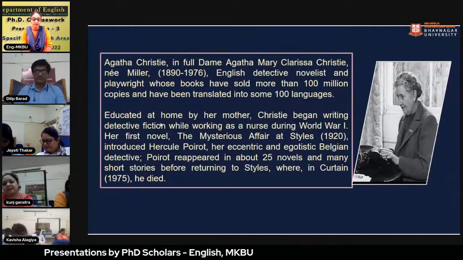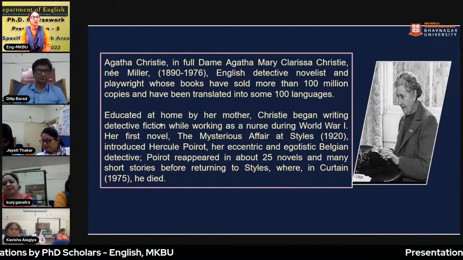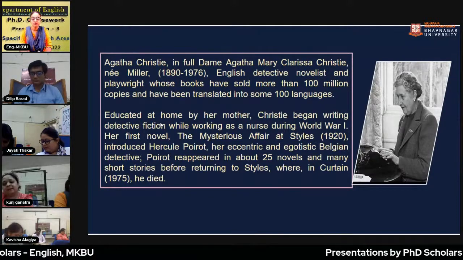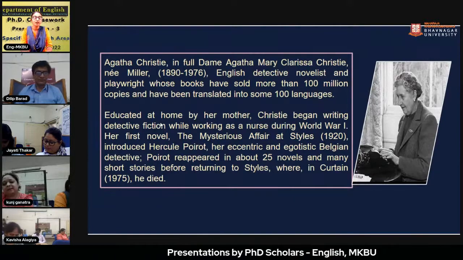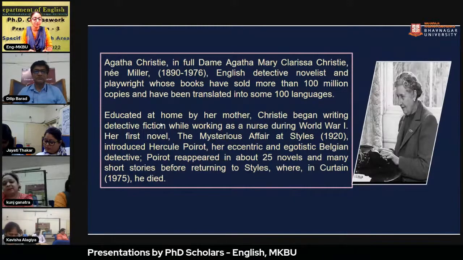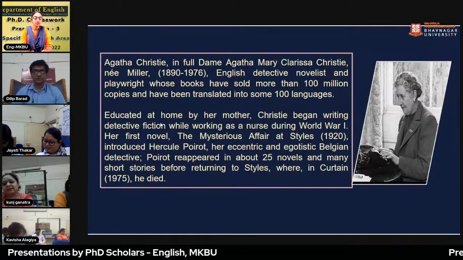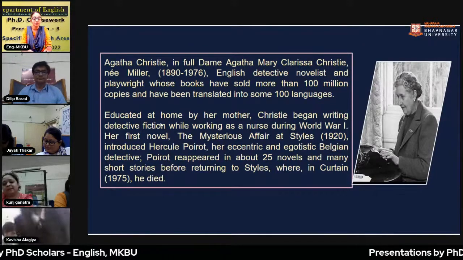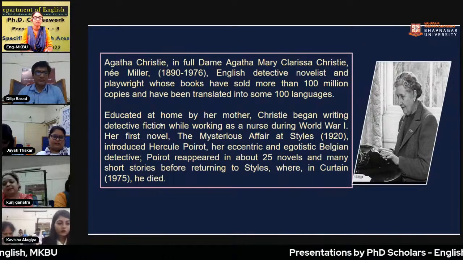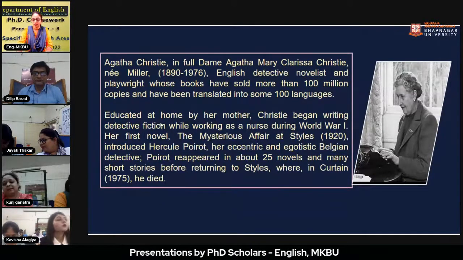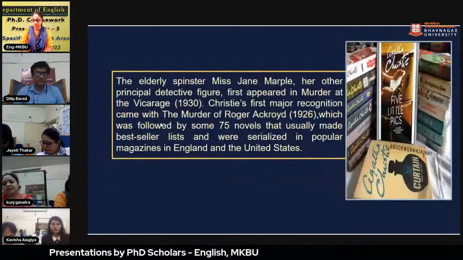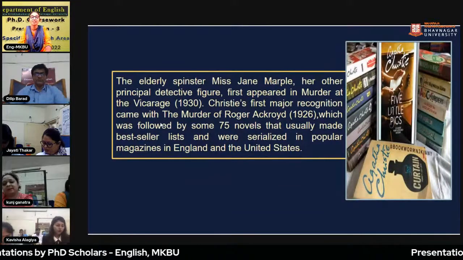World War I. Her first novel, The Mysterious Affair at Styles, published in 1920, introduced Hercule Poirot, her eccentric and egoistic Belgian detective. Poirot reappeared in about 25 novels and many short stories before returning to Styles, where he died in Curtain, and she died in around 1976.